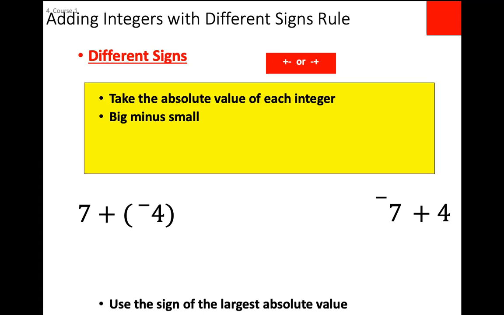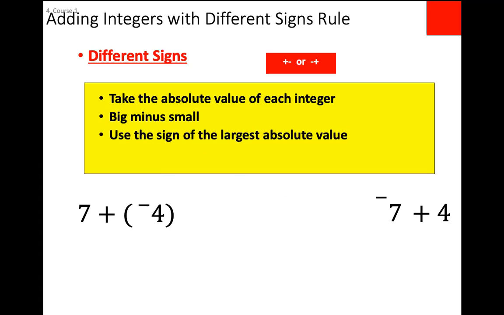Last step, you look back to the original numbers and ask yourself, did we originally have more positive or more negative ones? Remember, this is that coin thing. Did we have more positive coins or more negative coins? The one that you have the most of is the sign of your final answer. More positive, the answer is positive. More negative, the answer is negative.